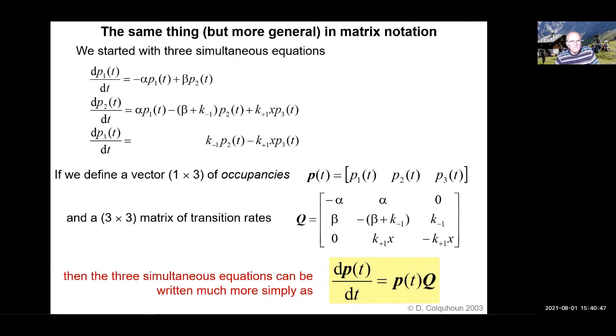Once you define these things, then the three simultaneous equations can be written much more simply as this. Not only does it look simpler than that, but it's perfectly general. It holds not only for three states, but for any number of states.